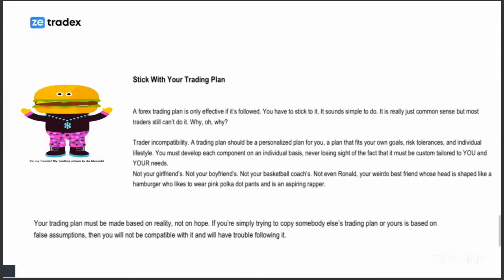Why? Trader incompatibility. A trading plan should be a personalized plan for you, a plan that fits your own goals, risk tolerances, and individual lifestyle. You must develop each component on an individual basis, never losing sight of the fact that it must be custom tailored to you and your needs. Your trading plan must be made based on reality, not on hope. If you're simply trying to copy somebody else's trading plan, or yours is based on false assumptions, then you will not be compatible with it and you will have trouble following it.